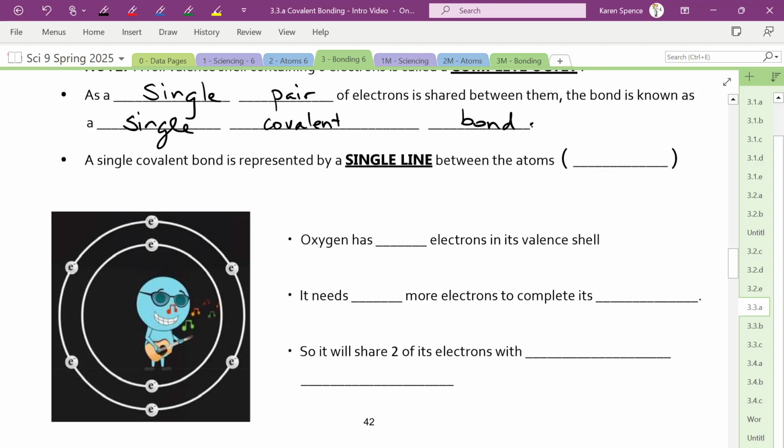Let's see if we can fill these in before the little story tells us. A single covalent bond is represented by a single line. So if I have Cl, I'm going to draw a single line, and I'm going to draw the other Cl.